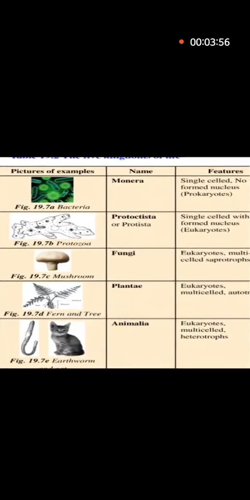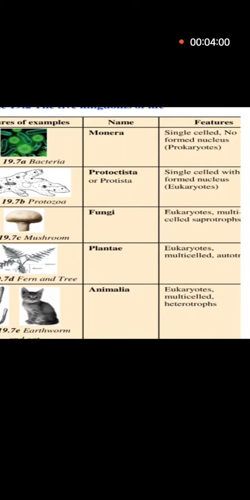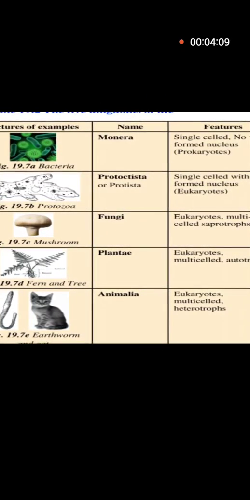Kingdom Monera, that is the first kingdom, contains single-celled organisms without a well-formed nucleus, which are known as prokaryotes, and bacteria belong to this kingdom. Kingdom Protista has single-celled organisms with a well-formed nucleus. Those are known as eukaryotes as we studied just now. An example is amoeba which belongs to protozoa.